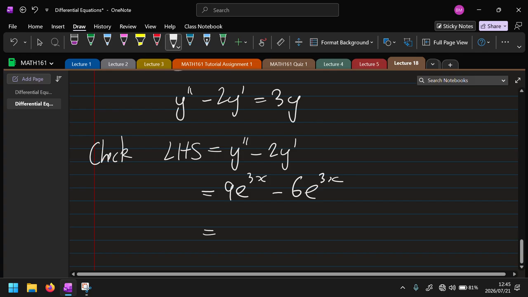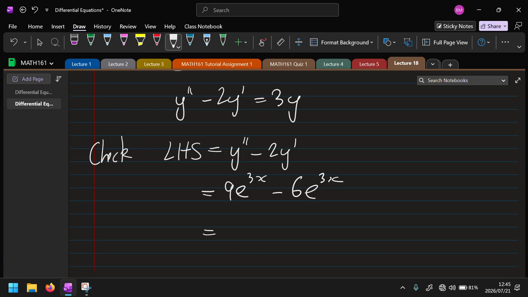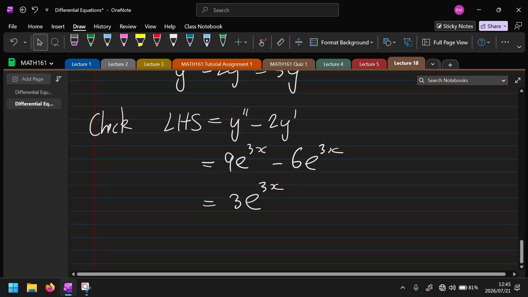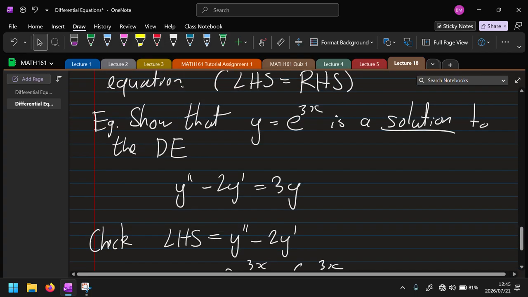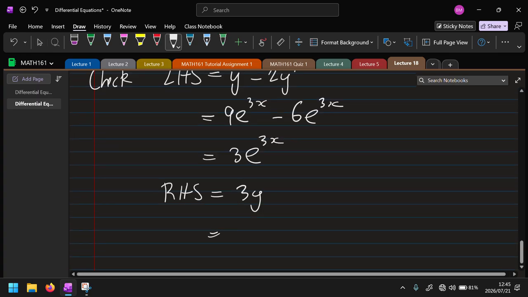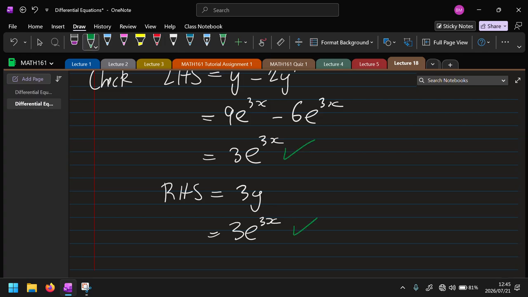Okay, and then we can simplify this. 9 minus 6. Okay, so we get that for the left-hand side. Now, for this to be a solution, it should also match up with the right-hand side. So the right-hand side here is just 3y. But y is e to the 3x, so we can substitute that in very easily. And that's fine. Yeah, so it works. If we substitute it into both sides, they're equal. So that means y equals e to the 3x is a solution to the differential equation.